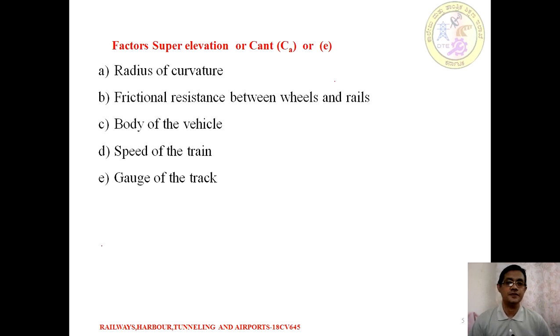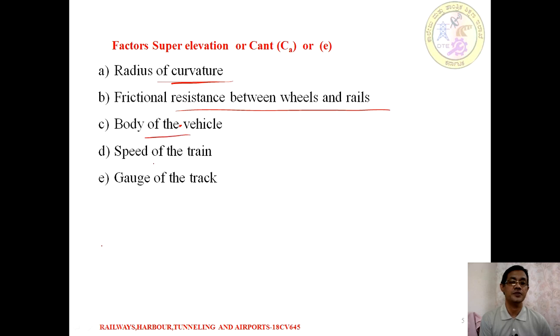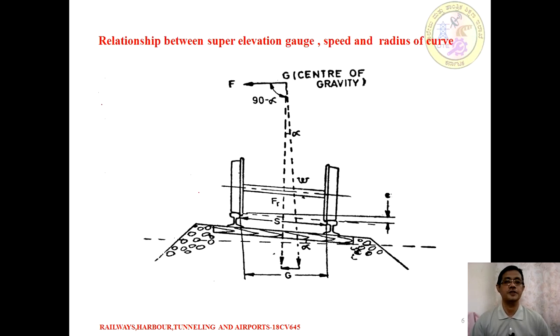Now, the factors on which the super elevation depends. It depends upon many parameters. The first one is the radius of curvature. Next is the frictional resistance between the wheels and the rail. Then the body of the vehicle, the speed at which the trains are moving, and the gauge of the track. All these are accountable with respect to the super elevation.